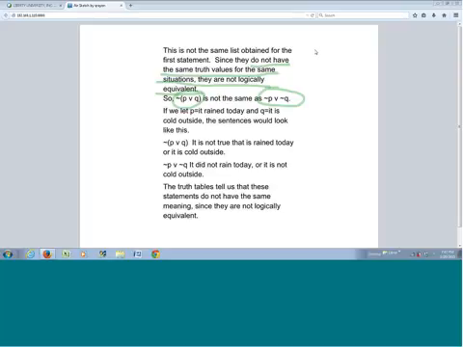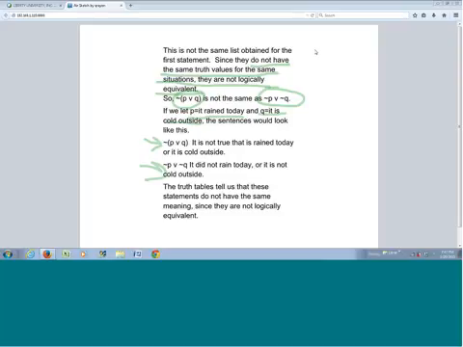So let's say we let P represent it rained today, and Q, it is cold outside, just to see what this would be like in sentence form. The first one would say, it is not true that it rained today or is cold outside. The second one says, it did not rain today or it is not cold outside.